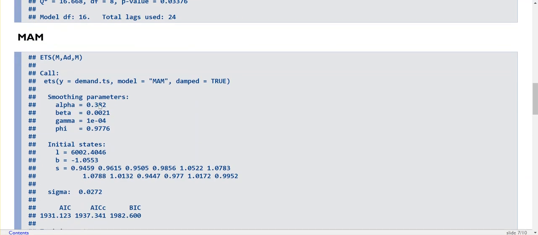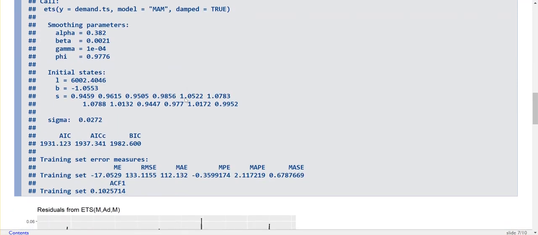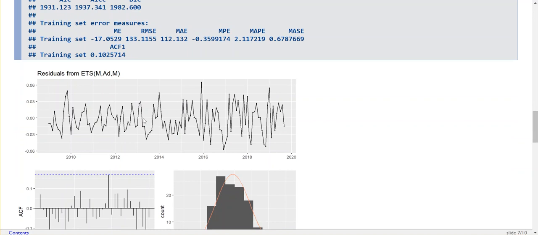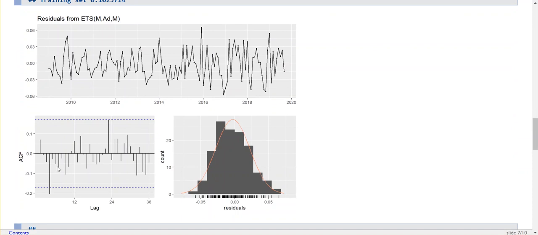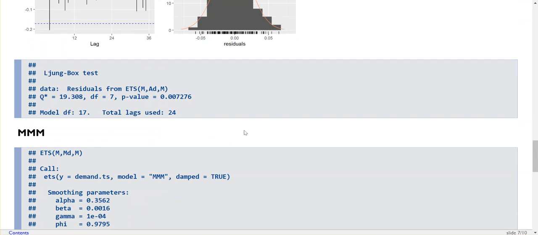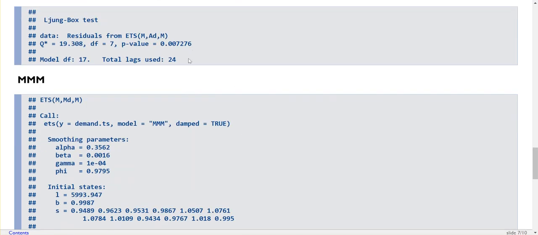Next was to do ETS MAM. Again, we have a MASE score of approximately the same as the Holt-Winters model, 0.6787. When we look at the residuals, again similar, they bounce around and are spread out pretty evenly, so not too bad. There's one significant lag on the third, but our 12th and 24th lags are good. Again, the distribution is still not normal, and in the Ljung-Box test the p-value is under 0.05.